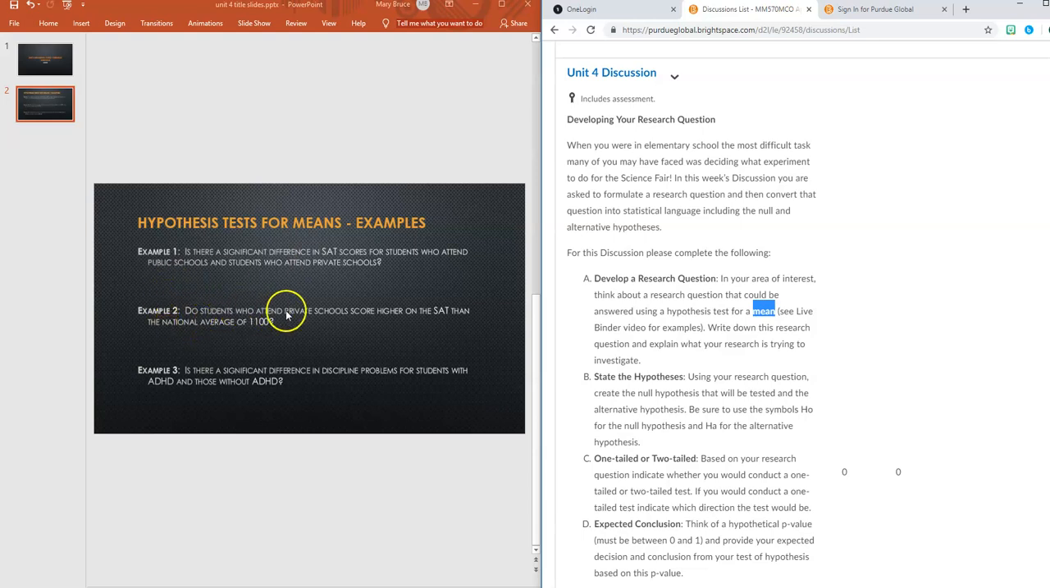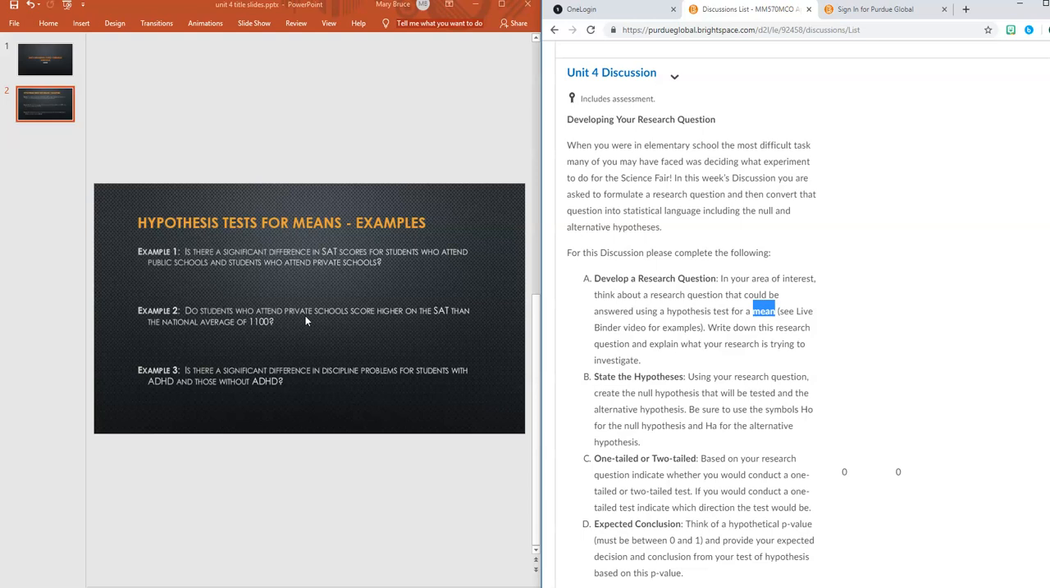Example 2: do students who attend private schools score higher on the SAT than the national average of 1100? This is a similar research question, but what you'll find over the next few weeks is this one is what we call a one sample test, because we're only focusing on students who attend private schools. We're not interested in comparing them to any other groups of students. We're only interested in comparing them to a specific known national average value of 1100. So that is a one sample study. Example 1 would have been a 2 sample study where we would have compared a sample of students from public schools and a sample of students from private schools.